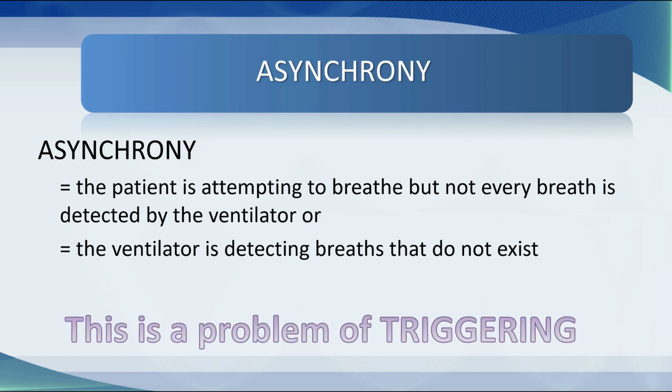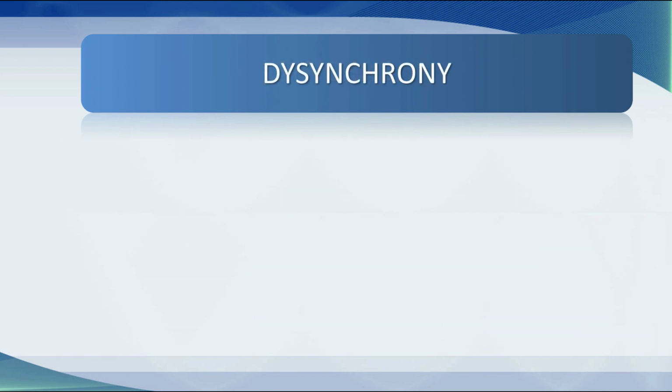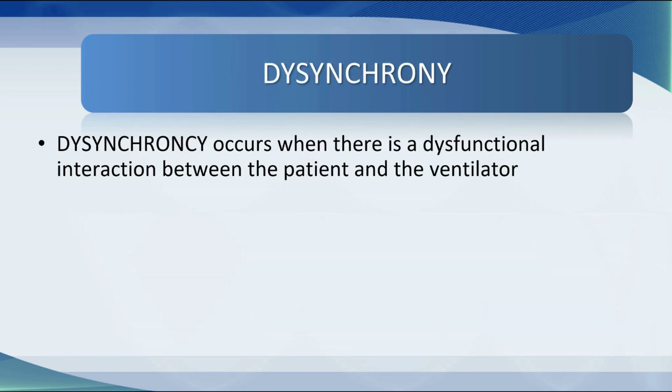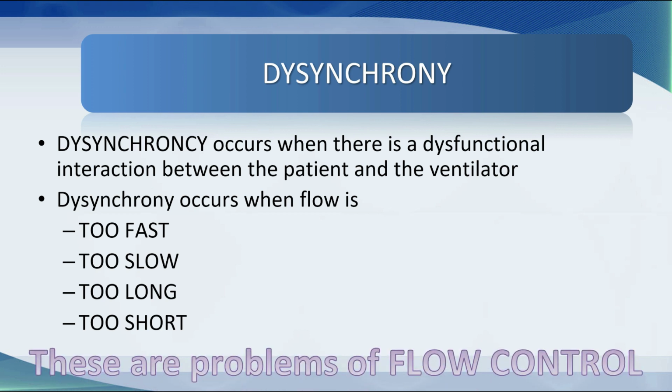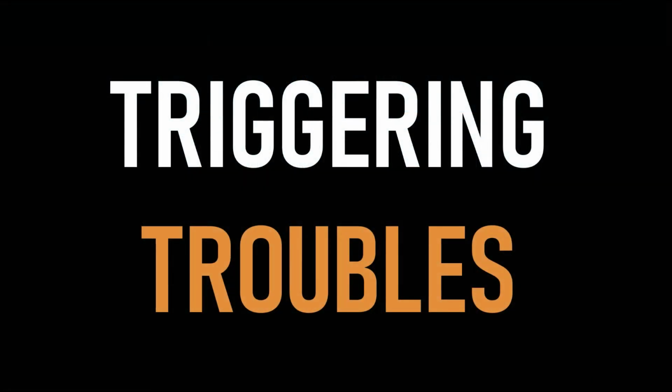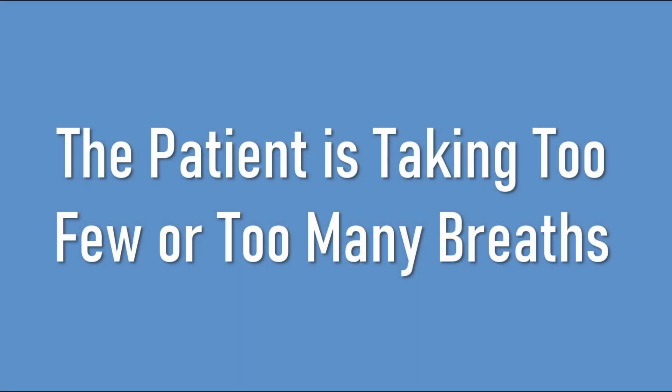and this is a problem of triggering. I've used the term dysynchrony quite a lot, and dysynchrony occurs when there is dysfunctional interaction between the patient and the ventilator. It occurs when the flow is too fast, it is too slow, it's too long, or it's too short. And these are all problems of flow control. We're going to focus on triggering. The patient is taking too few or too many breaths.